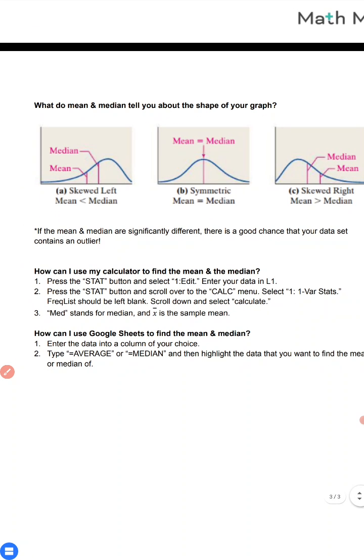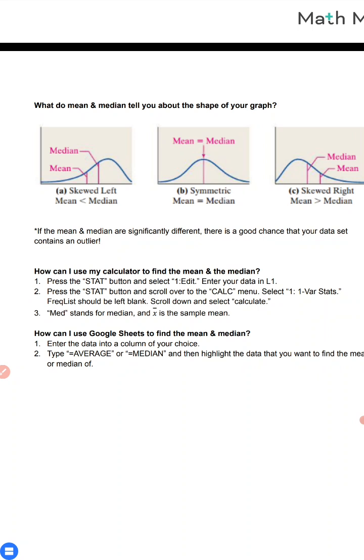So here's what I can learn by looking at the mean versus the median. So if you notice that your mean happens to be significantly less than your median, that is a good indication that you had a low outlier, or maybe you had multiple low outliers. And this is going to cause the overall graph to be skewed to the left. Okay, and remember, when we talk about skewed to the left, what we mean is that we have a tail, or we have extreme values on the left side of the graph.